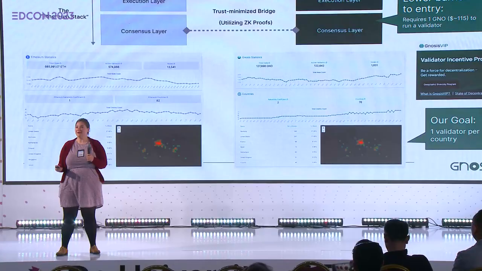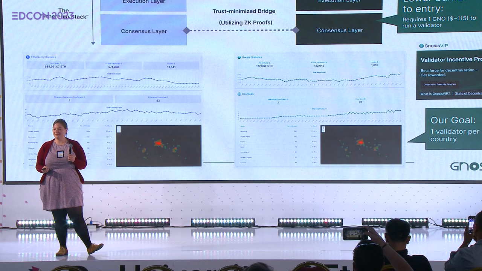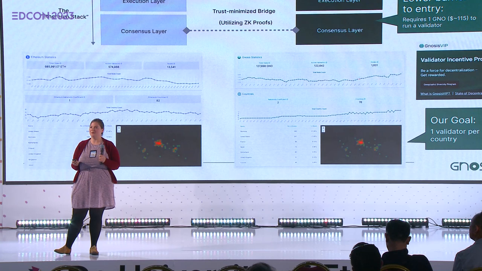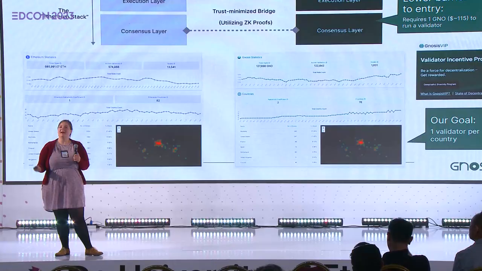If you look at the decentralization stats here, Ethereum currently has 574,000 validators, and Gnosis has 122,000. So that's about 20% of what Ethereum has. How did we get there? We made it as easy as humanly possible to become a validator on Gnosis chain.